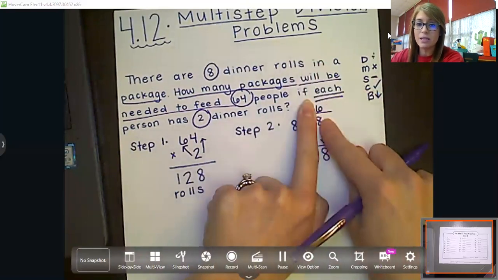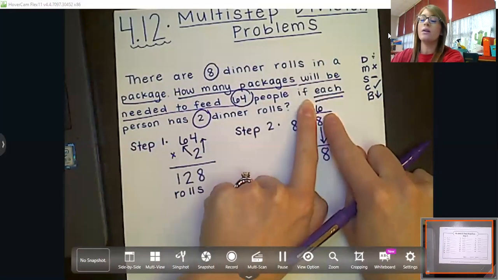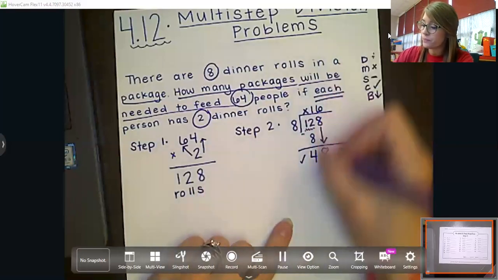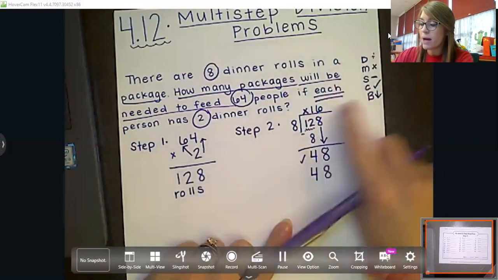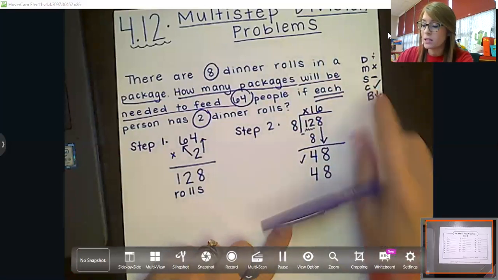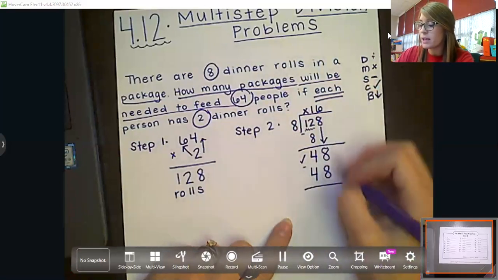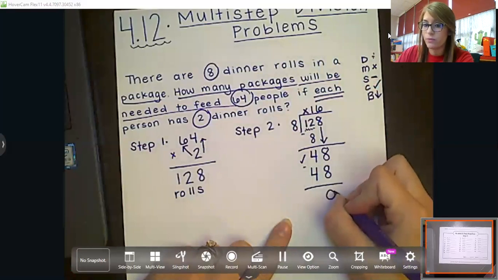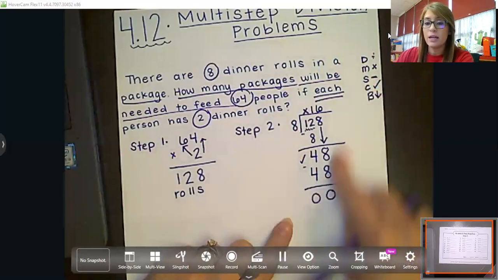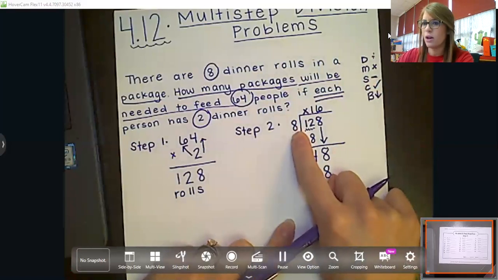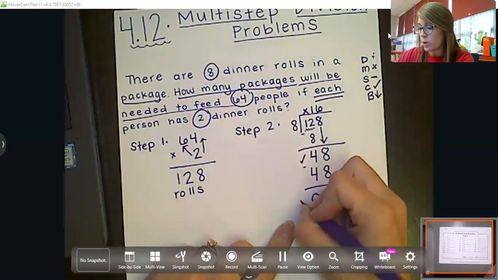So 8 times 6 is, very good, it is 48. I'm going to place that 48 right down here. Then my next step is to subtract. 48 minus 48 is 0. Very good. It is 0. I'm going to check. Is 0 less than 8? Oh, yes, it is. So we are good.